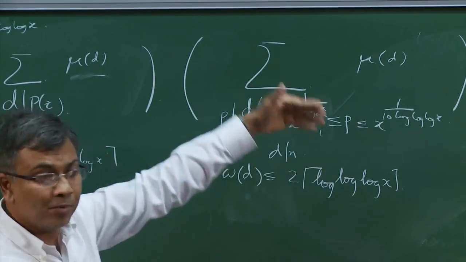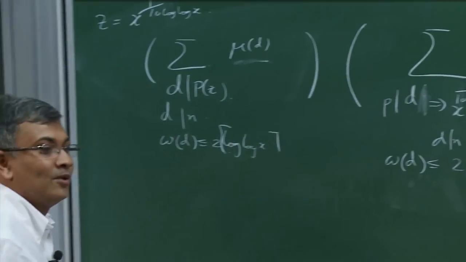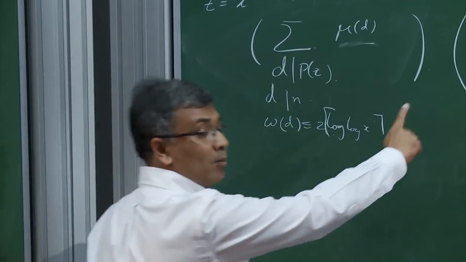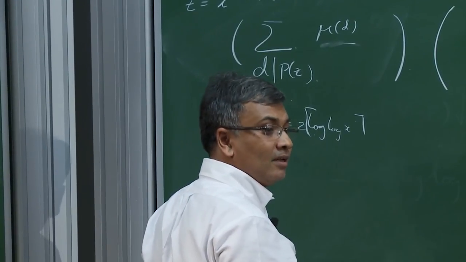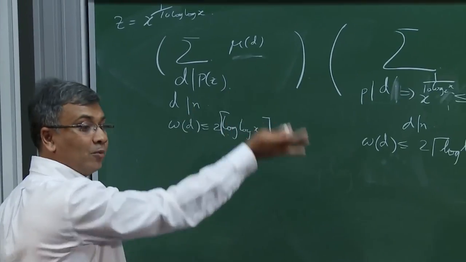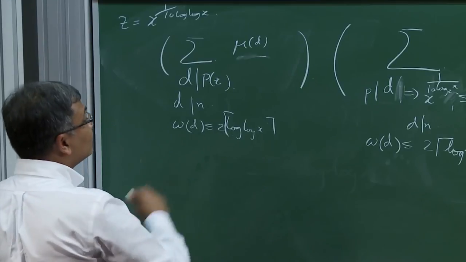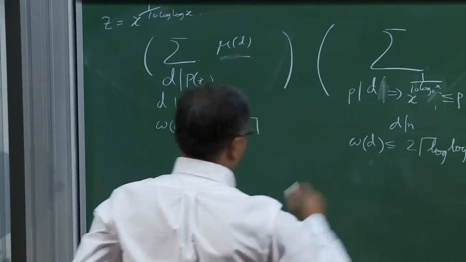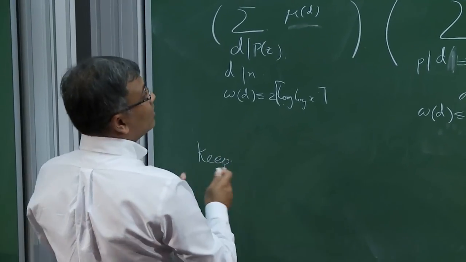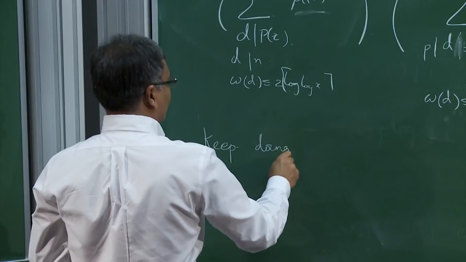And now you can keep iterating this. Can't you just in one step quite be iterated? But at each stage, you get some number of primes, right? But okay, I want to do it this way because this is what I'm going to transport to the moment bound. Okay? So, and then I keep iterating this. So, well, okay, keep doing the same thing.